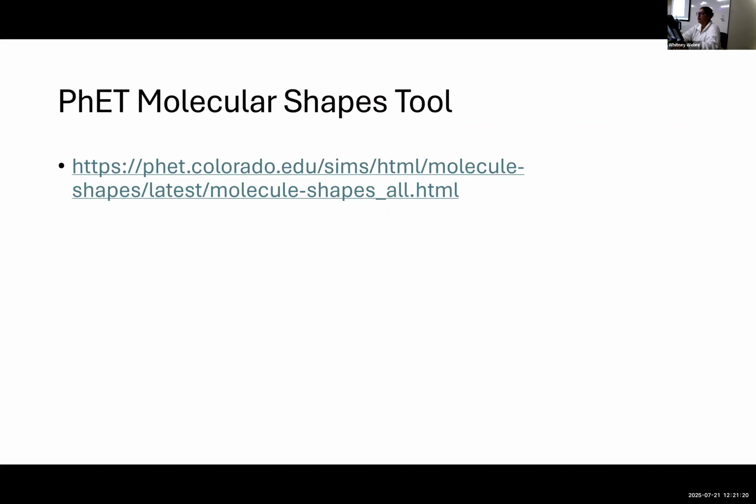Start, if you have your computer with you, is having the PhET molecular shapes tool. If you don't want to do it with me, you're welcome to do this later because I'll do it up here with you. But if you can have this with you, we can answer this worksheet as we go through it. So I'm going to switch to this PhET molecule.